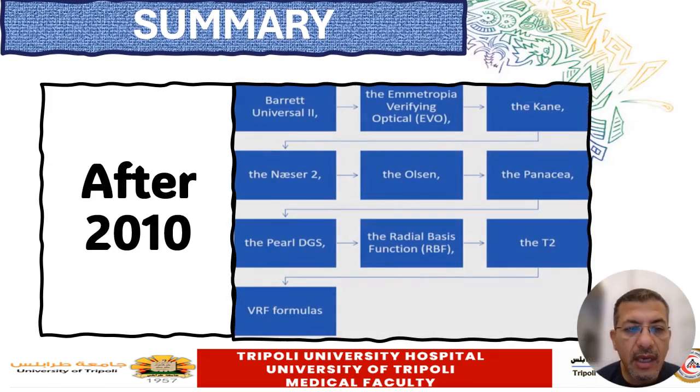After 2010, plenty of formulae were available in the market. The Barrett Universal 2 gained popularity, and the Pearl-DGS formula, the Olsen formula, the Nasser 2 formula, and plenty of other formulae like the Kane formula.